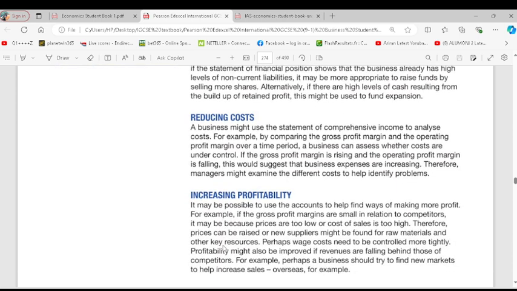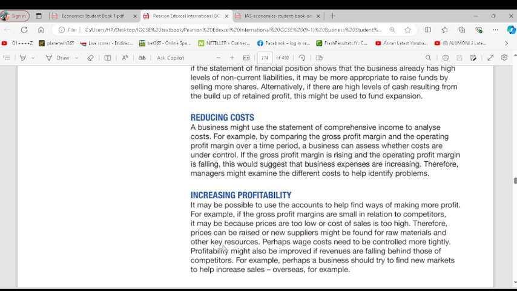Reducing cost is also important for businesses. Managers need to make decisions about cutting cost, and to do that they need access to information. A business might use the statement of comprehensive income to analyze cost. For example, by comparing the gross profit margin and the operating profit margin over a time period, a business can assess whether costs are under control or not. To make decisions about cutting cost, they need the statement of comprehensive income, where costs are being incurred.